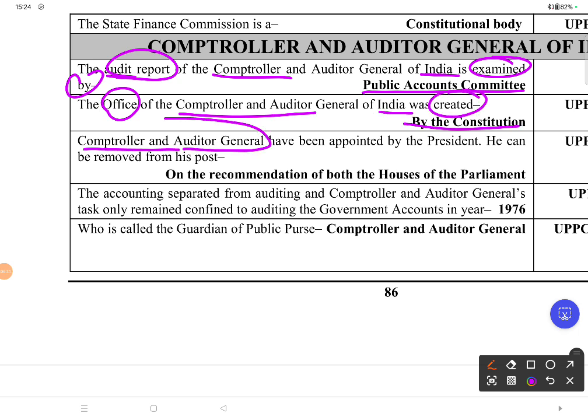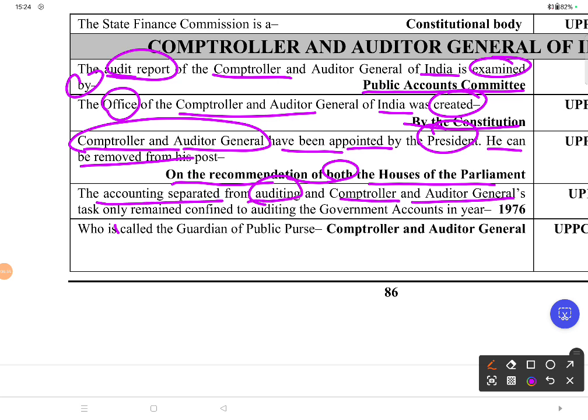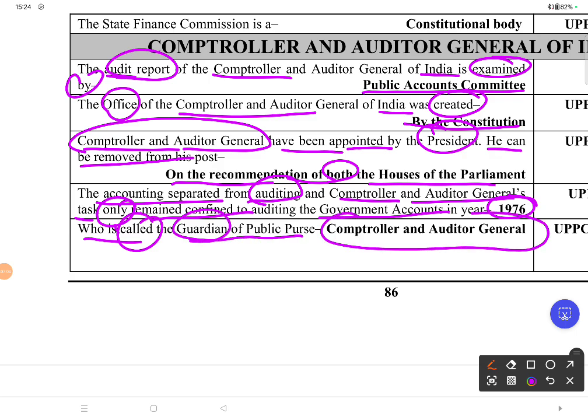The Comptroller and Auditor General is appointed by the President. He can be removed from his post on the recommendation of both houses of Parliament. The accounting was separated from auditing, and the Comptroller and Auditor General's task remained confined to auditing the government accounts, in the year 1976. Who is called the guardian of the public purse? Comptroller and Auditor General.